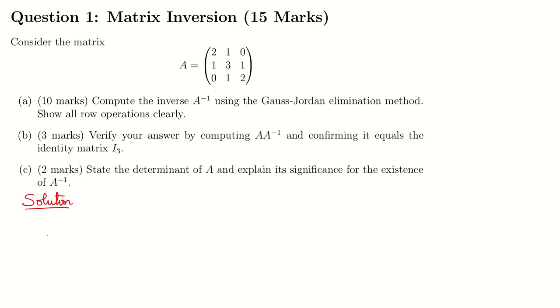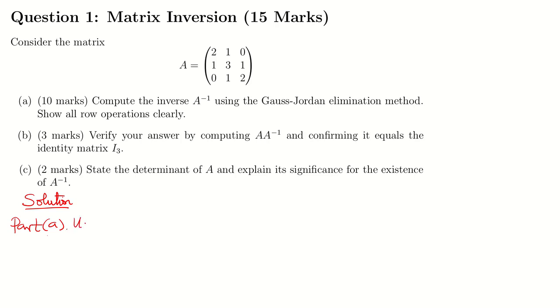Okay, let's start with part A. The first step to take is to recall what it means to solve for the inverse of a matrix using the Gauss-Jordan elimination. Let us set up the form which is referred to as the augmented matrix for the Gauss-Jordan elimination method.